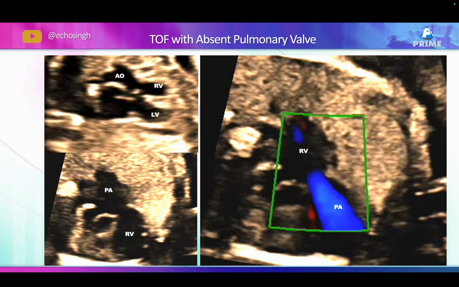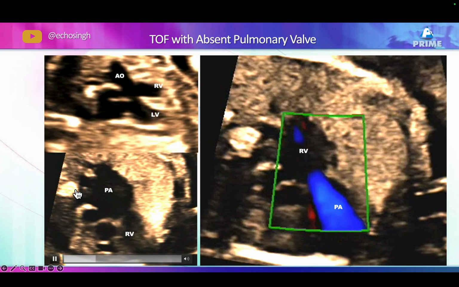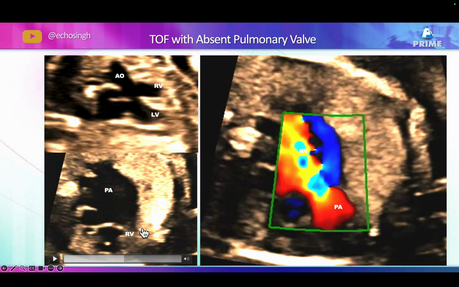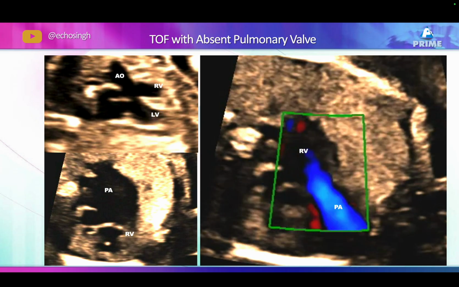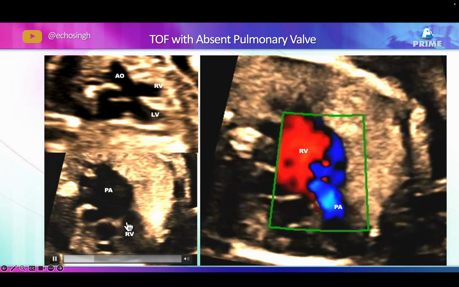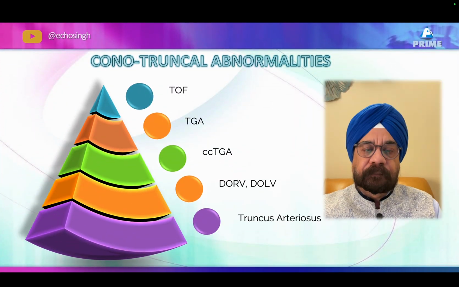Then another thing we need to see is what I am showing you in absent pulmonary valve. You have this large pulmonary artery, this is the right ventricle, and then there is to-and-fro blood flow across the pulmonary valve. The pulmonary valve is missing here. You don't see a pulmonary valve, and this is tetralogy of Fallot with absent pulmonary valve.